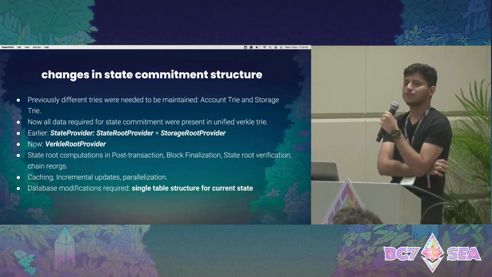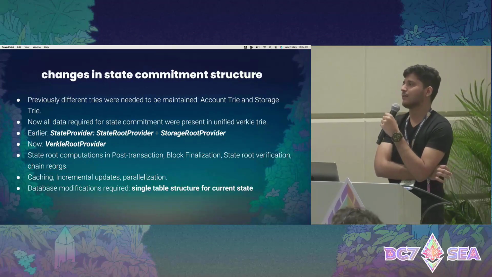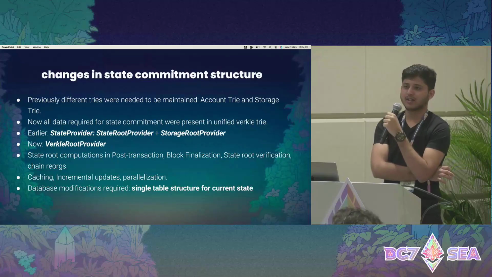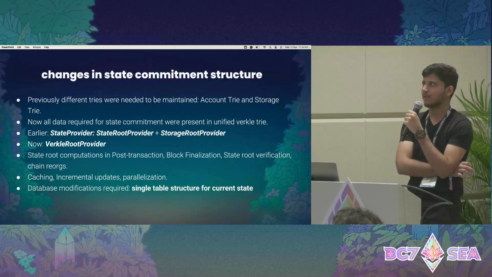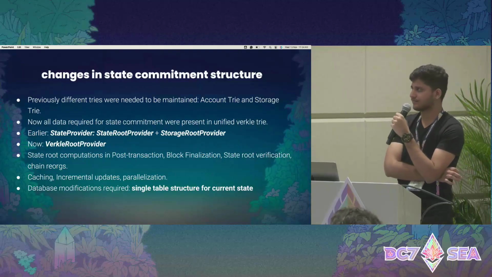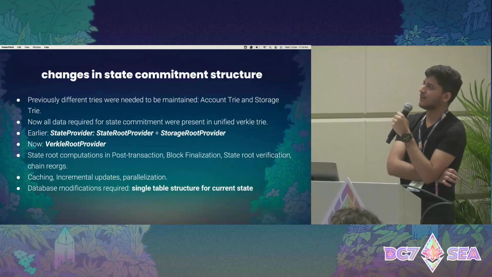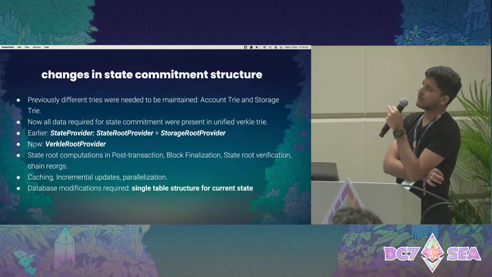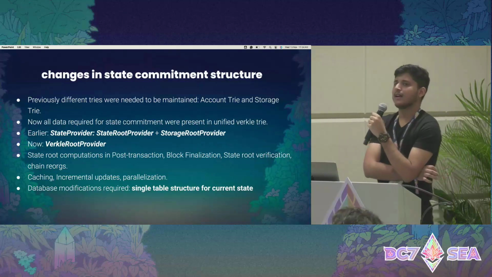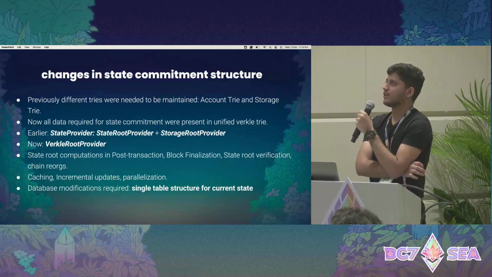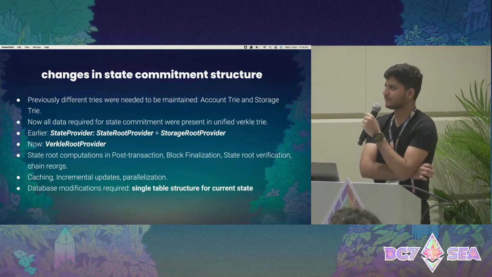So these were the main 4 processes where the state commitment was using Verkle trees for computing the roots, and these 4 code blocks needed to be majorly modified to enable Verkle commitment. Everywhere in these blocks, the above 2 providers were replaced by a Verkle root provider, and the Verkle root provider now handles the commitment process in reth.